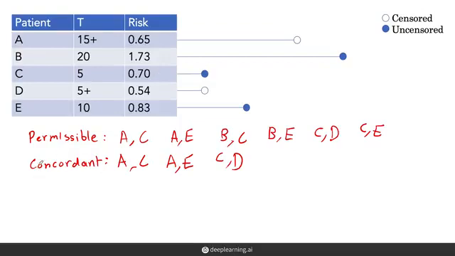Let's look at whether we have any ties. We don't have any ties because we have been through all of the pairs at this point. So here we're just going to write none.